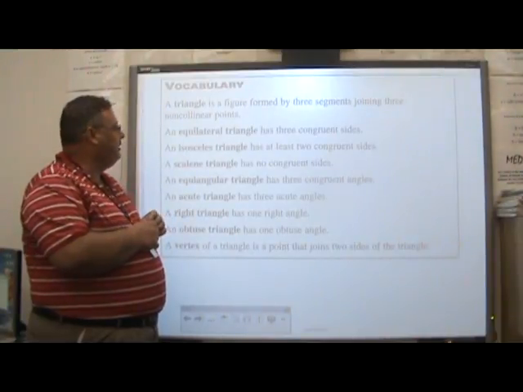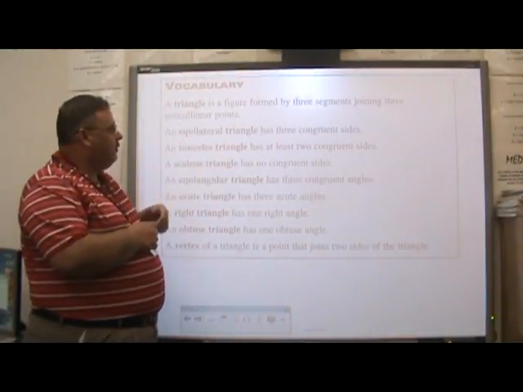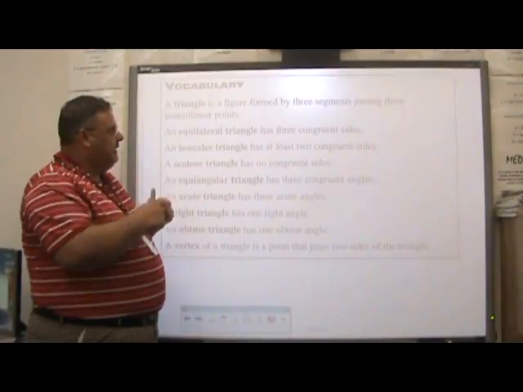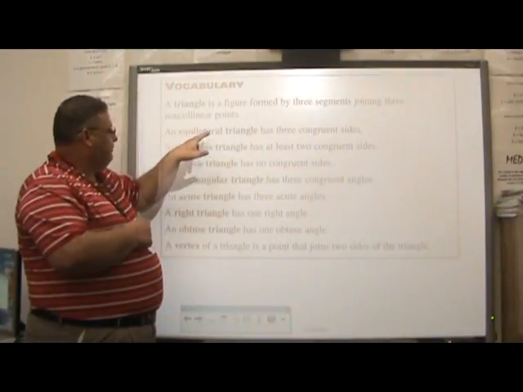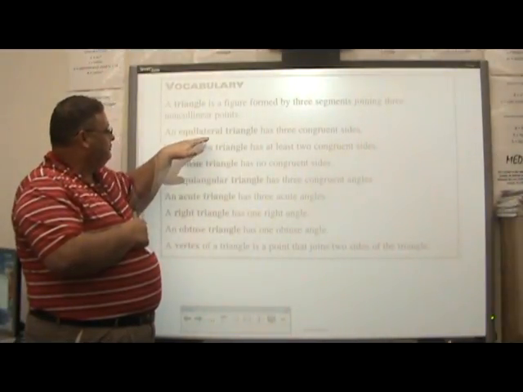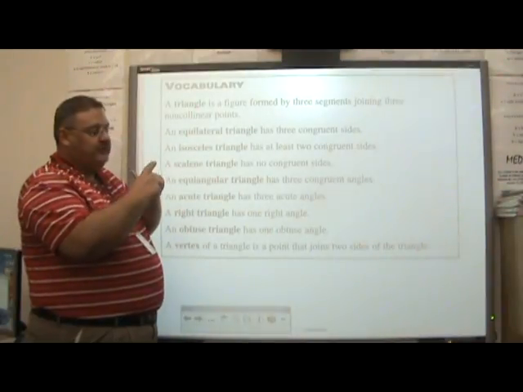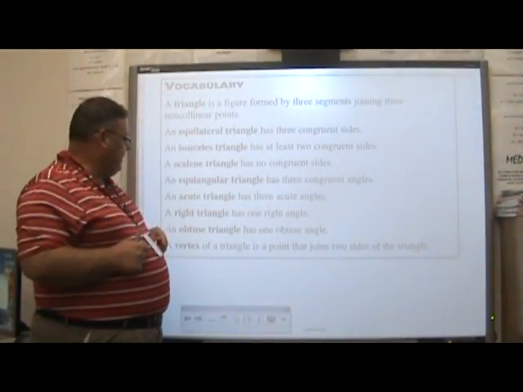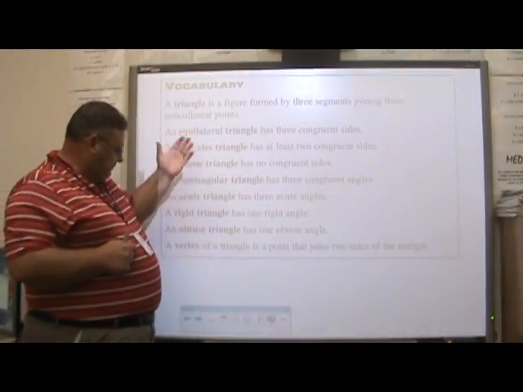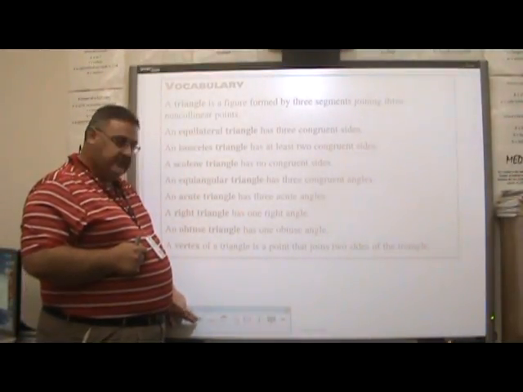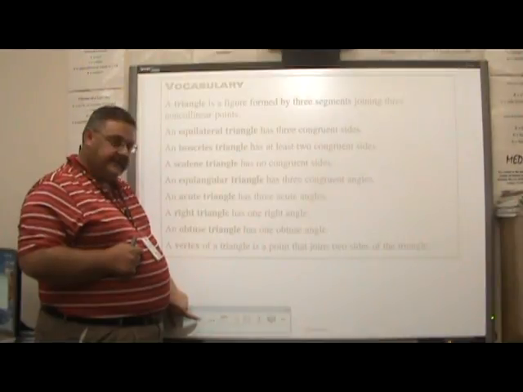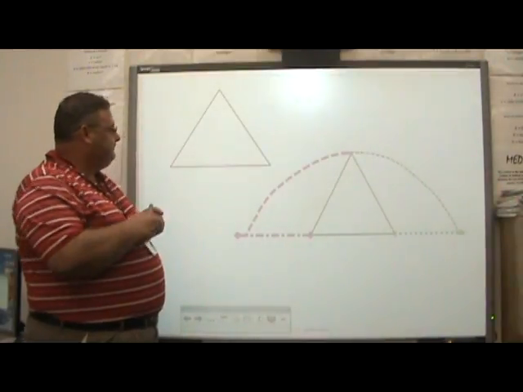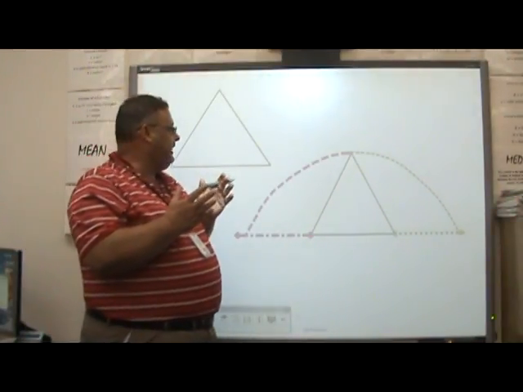Obviously, it's the first polygon. The triangle is formed by 3 segments that meet together. A couple things that I will also talk about. Equilateral triangles, all 3 sides are congruent or the same length. Isosceles, you only have 2 sides that are the same length. You can look at the other vocabulary words, but it's not something I'm going to focus on today. Okay, taking a peek at a triangle.